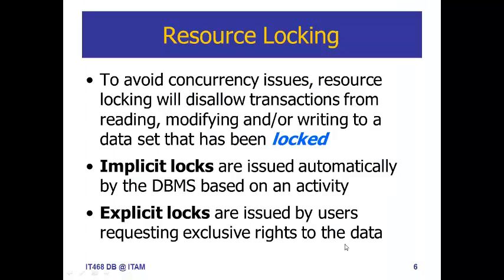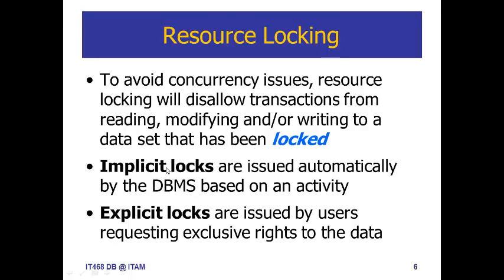In order to prevent such concurrency problems, the solution is resource locking. Intuitively, that simply means if you want to process some data, make some update or change, we're going to lock that particular data set so no one else can touch it while you are working on that. Basically there are two types of locks, either implicit or explicit, depending on who issues the lock. If the locks are issued explicitly by the programmers, the database developers, that's what we call explicit. Otherwise, if it's automatically issued by the DBMS, that's implicit.